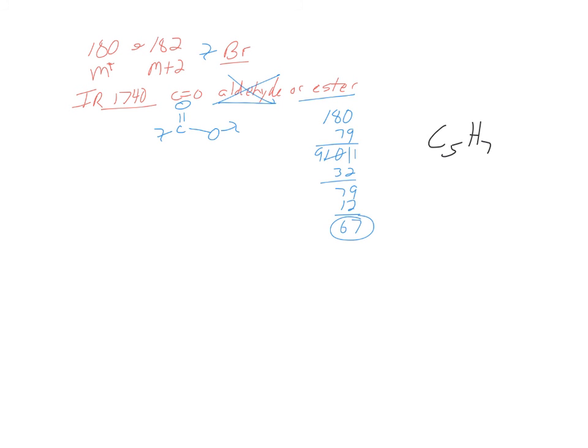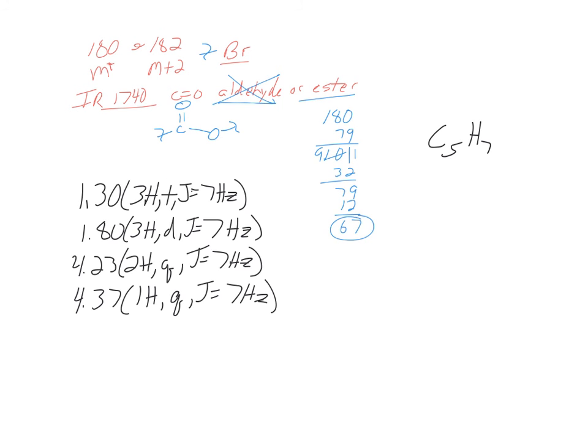We have 2 pieces, a bromine and an ester. So now let's look at the NMR. I'm going to draw it in here. Okay, so I went ahead and wrote in the NMR. This is what the house given to you. So how many different types of H's do we have in this? 4. So let's label them A, B, C, and D.